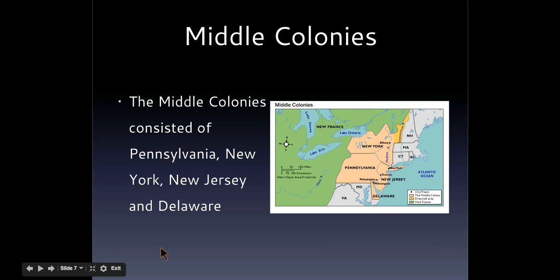Alright, the middle colonies. They consisted of Pennsylvania, New York, New Jersey, and the tiny state of Delaware. This also needs to be copied down in your notes page, so go ahead and take a second and make a list of the middle colonies. Pause the video if you need to.